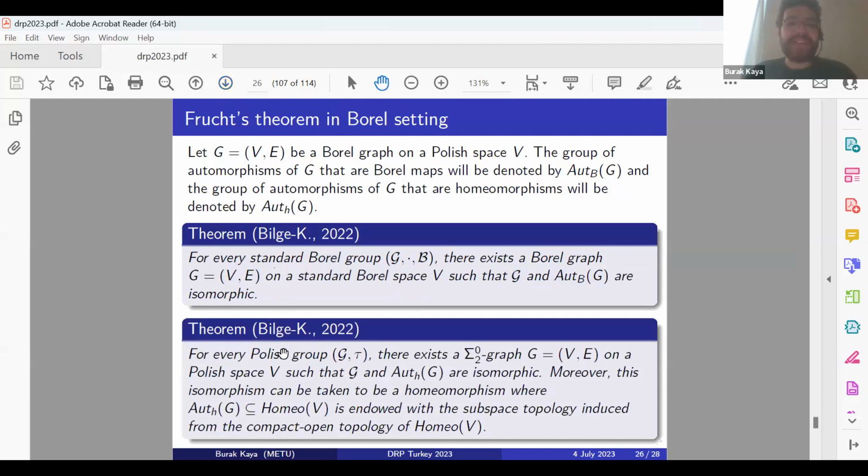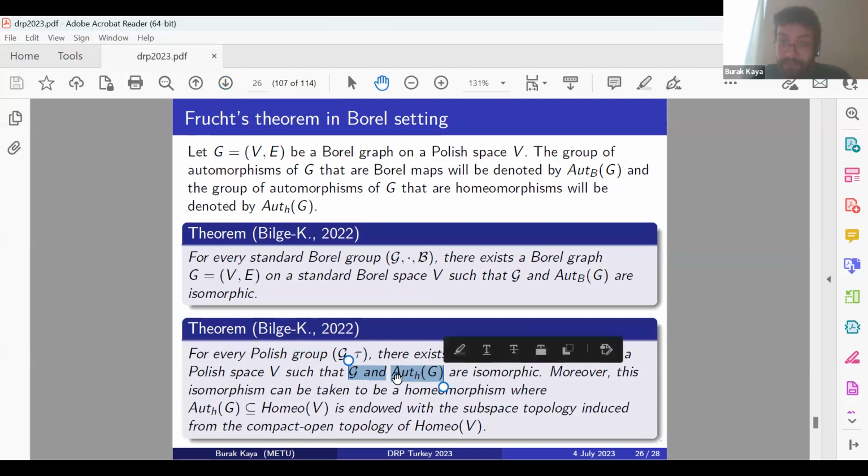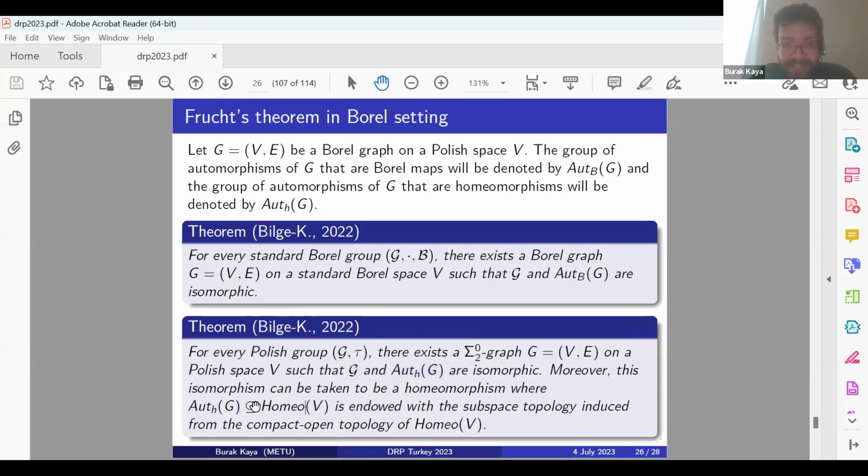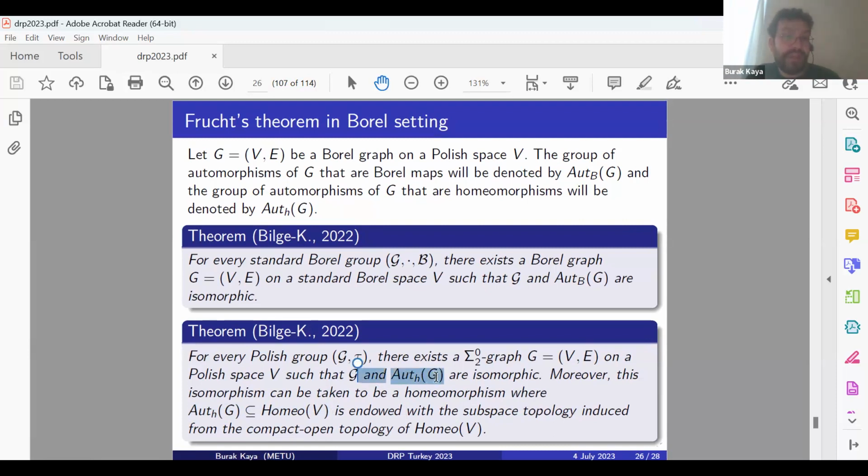And in the topological setting, it does generalize as well. If you start with a Polish group, then you can come up with an F sigma graph, Sigma^0_2 graph, on a Polish space such that this G and the homeomorphic automorphism group, the automorphisms which are homeomorphisms, are isomorphic. Moreover, the set of homeomorphisms of a Polish space can be given a very nice topology. But we're not taking that, right? You're taking the compact open topology on this. If you look at the induced subspace topology coming from the compact open topology, then this isomorphism can be taken to be a homeomorphism as well, okay? So this thing has a topology coming from the compact open topology, and this isomorphism can even be taken to be a homeomorphism. So Frucht's theorem generalizes to the measurable setting, the Borel setting, and also to the topological setting.